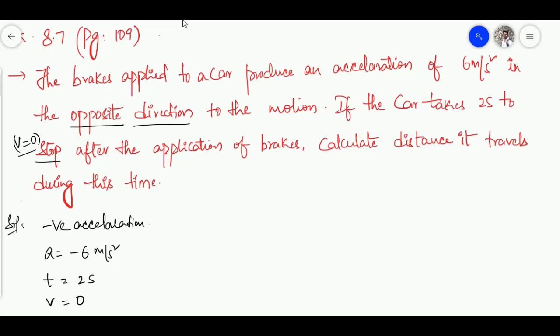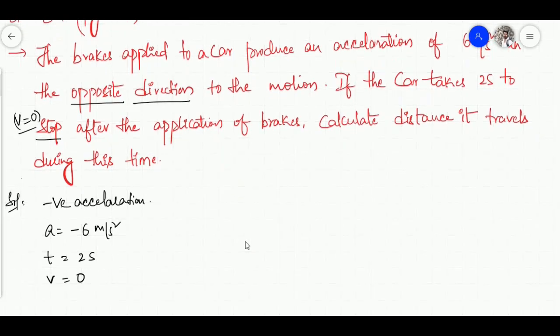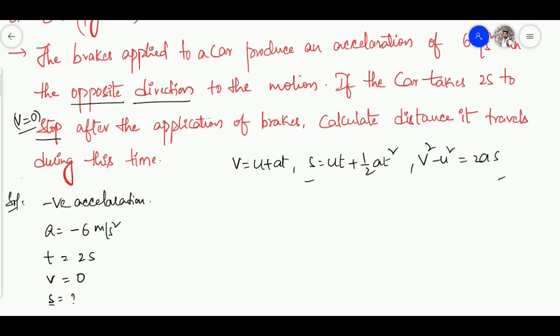Calculate the distance it travels during this time. So this time of 2 seconds. So you have to find the distance. S is not the speed, this is the distance. So let's write the equation first. Which equation we have to pick up? V is equal to u plus at. S is equal to ut plus half at square. V square minus u square equal to 2as. We have to find the distance. So we have to pick up any of these two equations because these have the s in those equations.